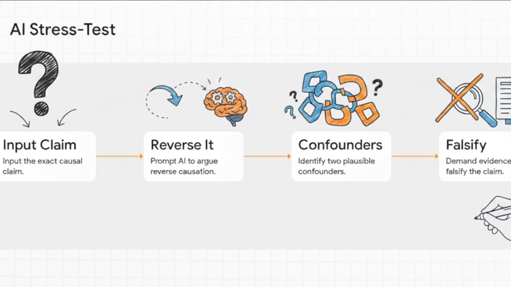Step 1. Input the causal claim exactly as it was presented to you. Step 2. Explicitly prompt the AI to argue the best possible case for reverse causation. Step 3. Prompt it to identify at least 2 plausible hidden confounders. And step 4. Demand the AI identify what specific real-world evidence would be required to physically falsify the original claim. You are systematically forcing the generation of alternative causal stories that your human analysts may have completely overlooked.